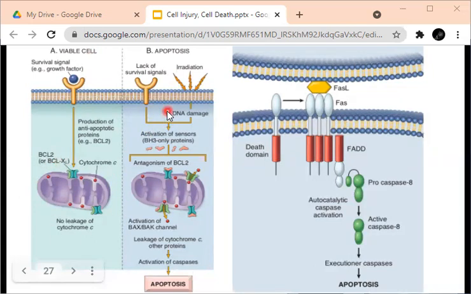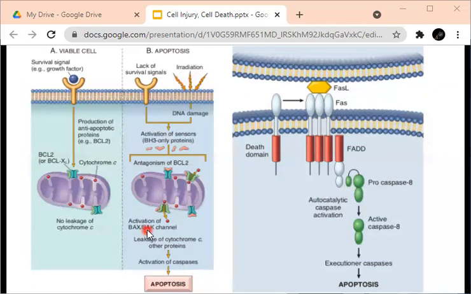Pero when there is apoptosis, no, for example, merong cell injury, okay, anong mangyayari, no? So for example, irradiation, kasi sabi natin most common yung DNA damage in cases of apoptosis, all right? So anong mangyayari is that the insults will activate sensors, BH3 only protein, which will, anong mangyayari? There is an imbalance of the pro-apoptotic and the anti-apoptotic. So mangyayari is that ma-antagonize si anti-apoptotic and therefore tataas yung ratio or ma-activate yung mga pro-apoptotic proteins natin, which are your BAX and BAK.